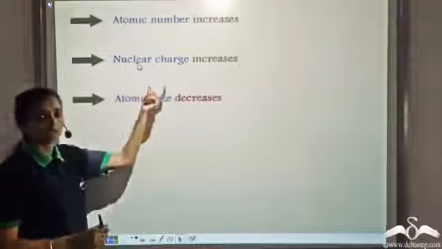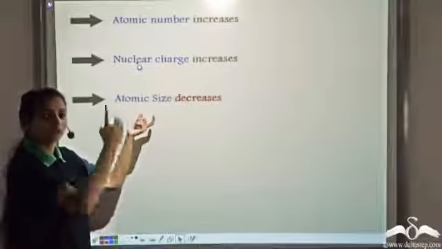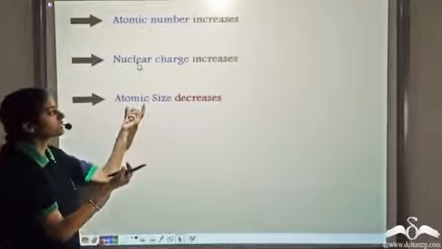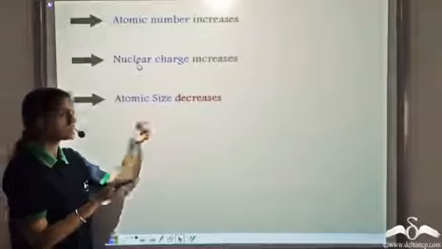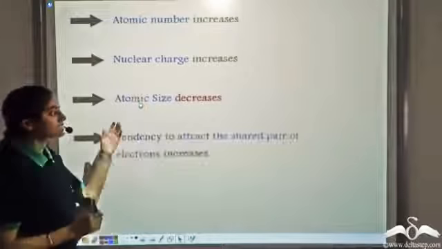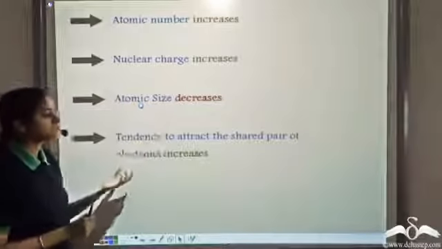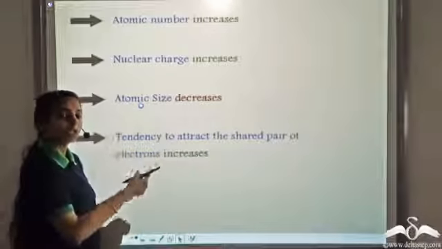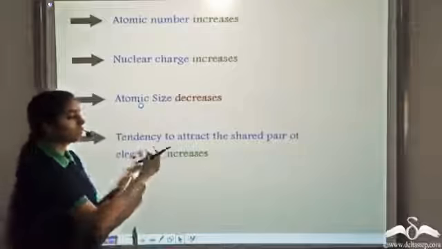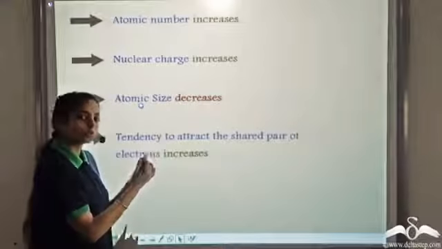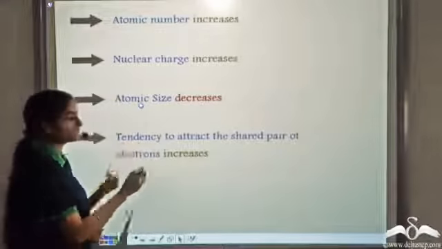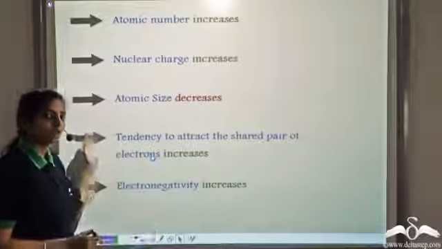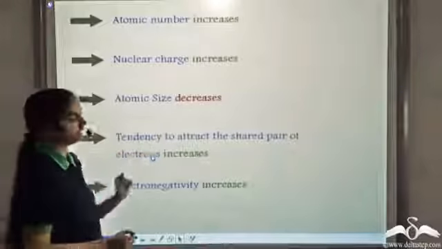The increased nuclear charge leads to greater pull on the outermost shell, and so the outermost shell is pulled towards the nucleus. This leads to atomic size decrease. As the atomic size decreases, the tendency to attract the shared pair of electrons increases. Because the outermost shell is closer to the nucleus, it can now attract the shared pair of electrons more towards itself, and so the tendency to attract the electrons increases, which leads to an increase in electronegativity on moving from left to right in a period.